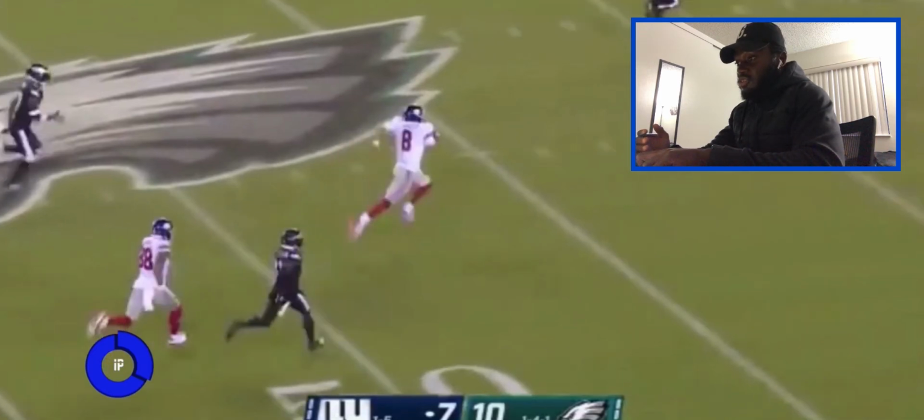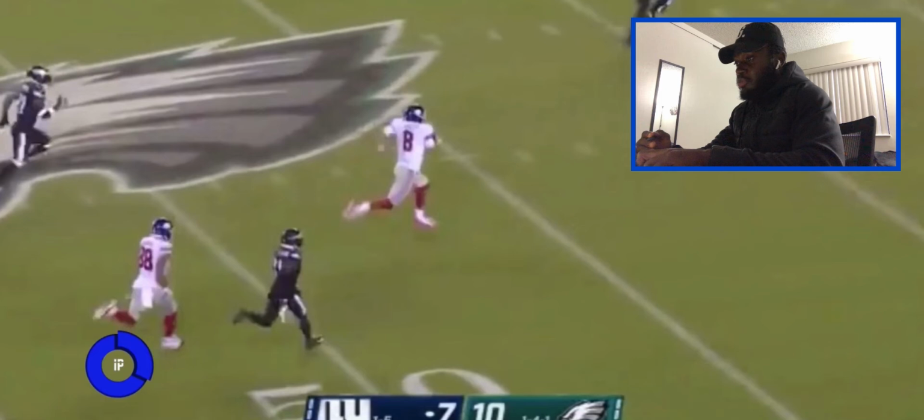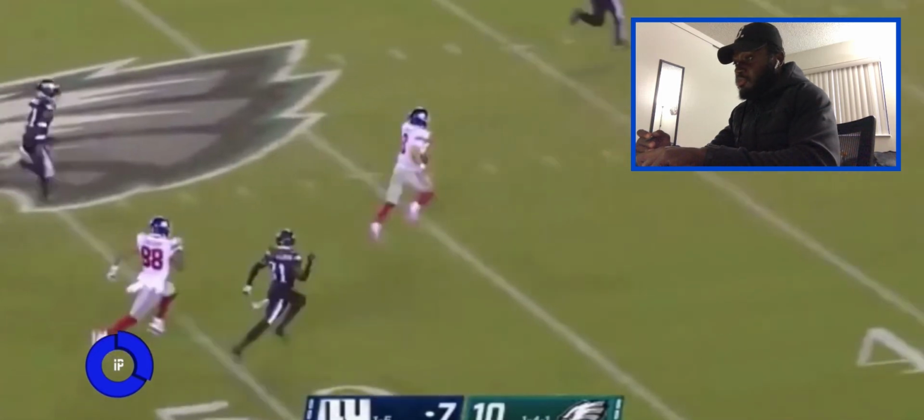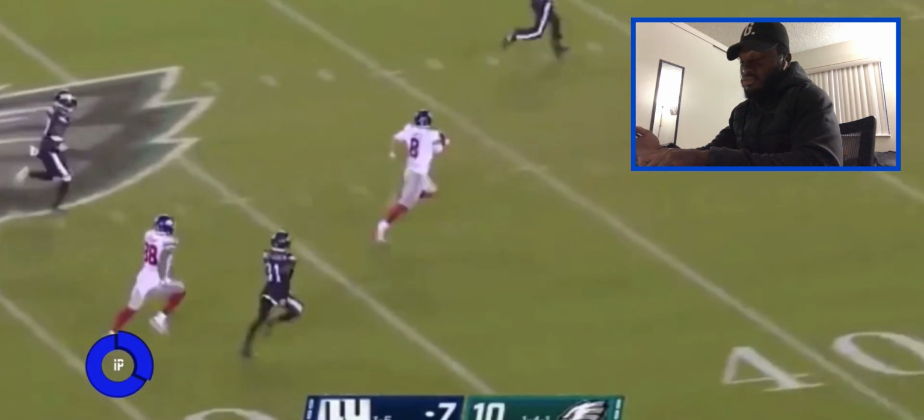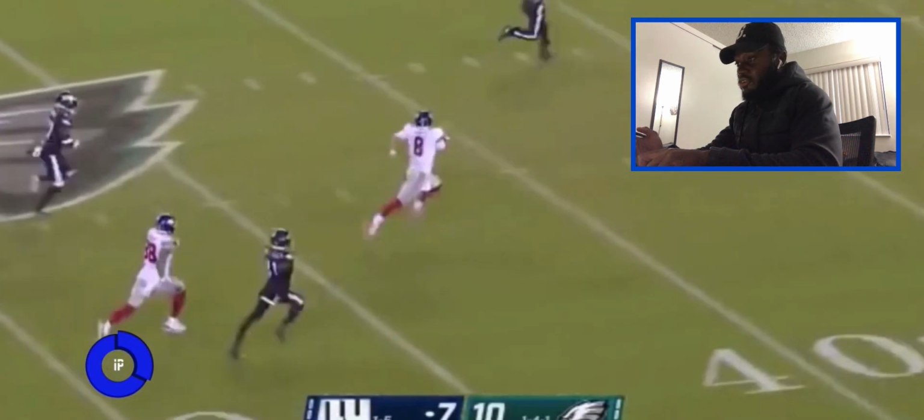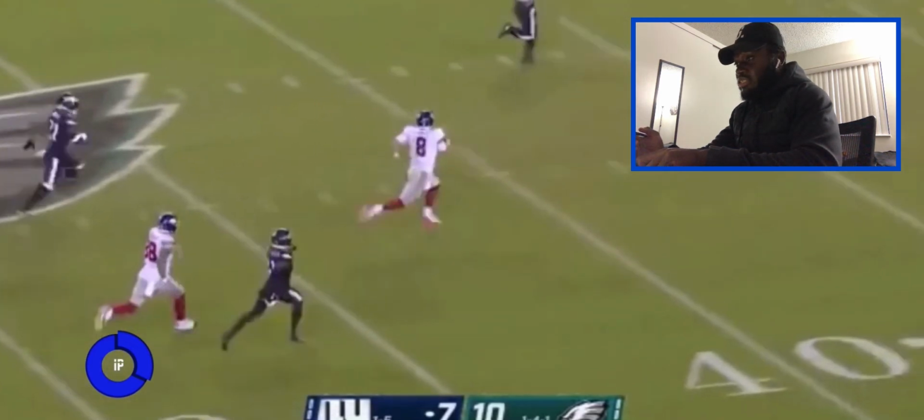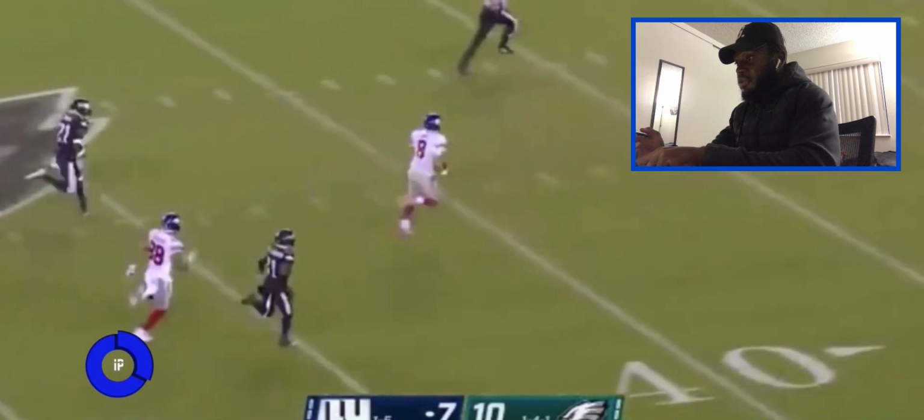He's not used to running this long. So all he knows is I'm going to keep on pushing, keep on running. He's expecting to get tackled because he's like, yo, this is crazy, I've never run this long. So now you really see big back kick.